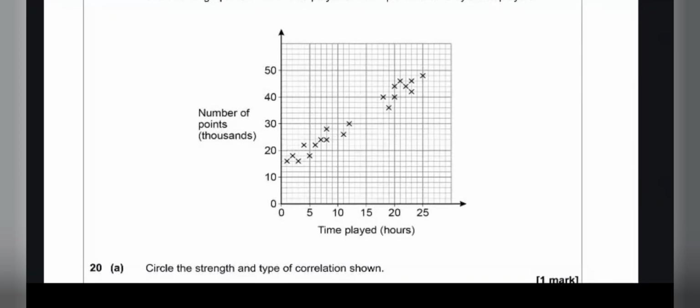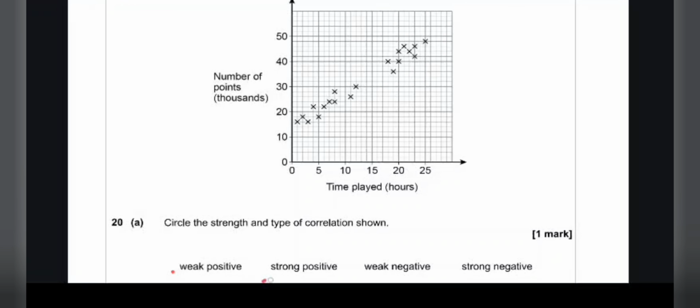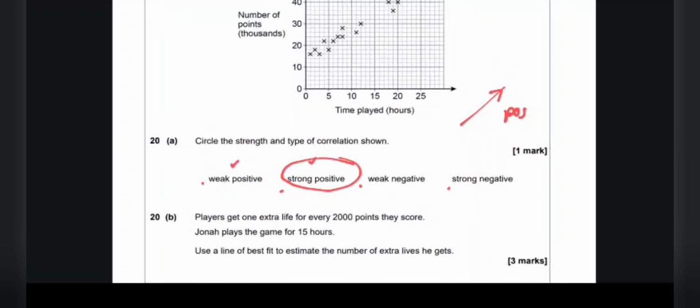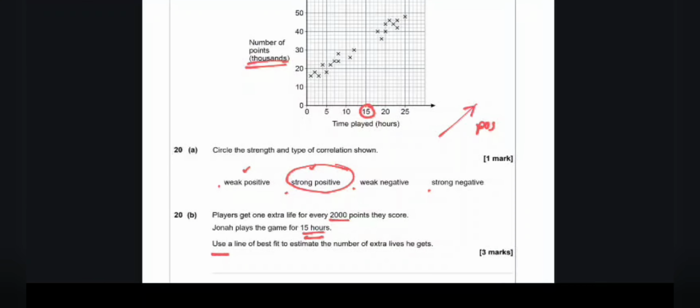Okay, now we have a scatter graph. First of all, it's going to ask us the type of correlation. We've got weak and strong, positive and negative. Going up means positive. And then close together is strong, so strong, positive. Part B. Players get 1 life for every 2,000 points they score. So the scale up there is in its thousands. Good to note. Journal plays for 15 hours. So let's go and plot that on the graph, 15.